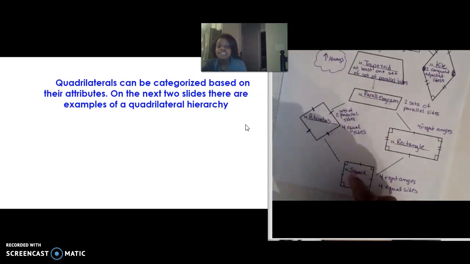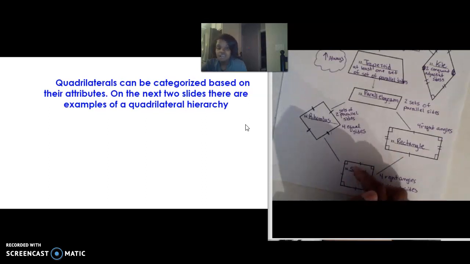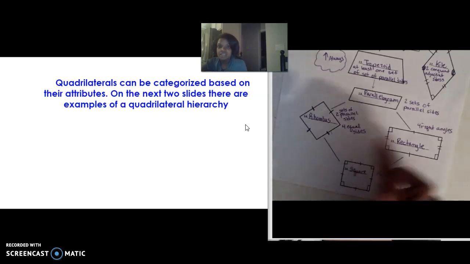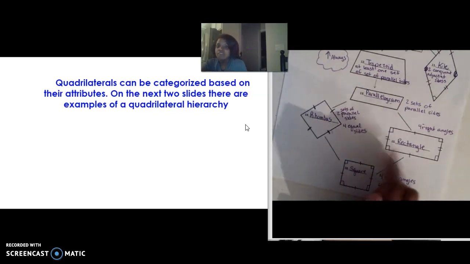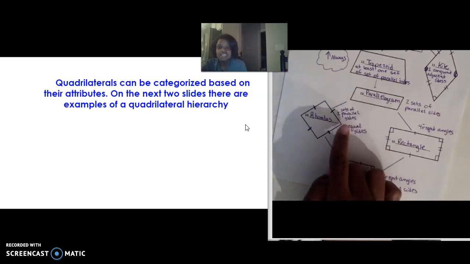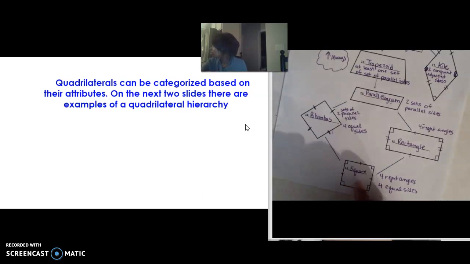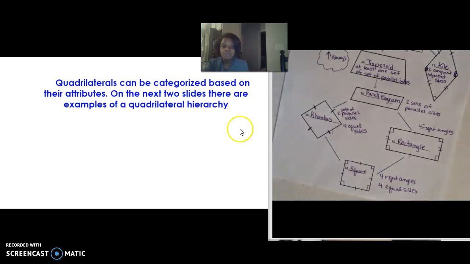A rhombus is not a square. A rectangle is not a square, okay? Because it does not meet the qualifications. Yes, it has 4 right angles, but it does not have 4 equal sides. Yes, a rhombus has 4 equal sides, but it does not have 4 right angles. And to be a square, you have to have both, okay?